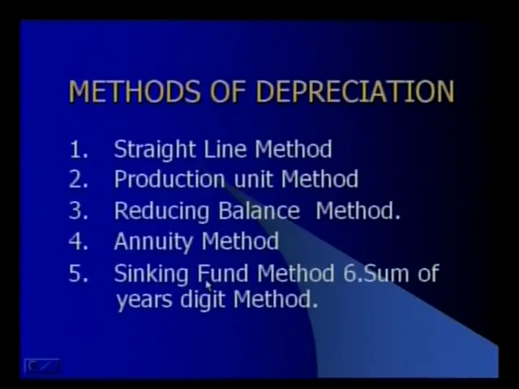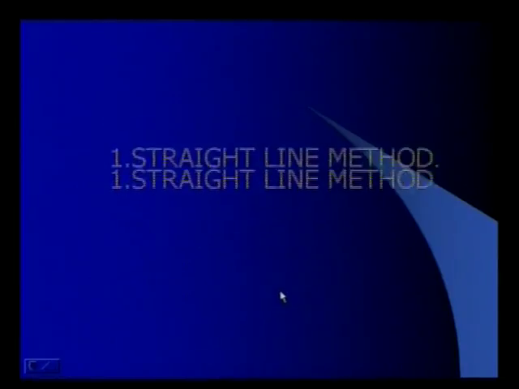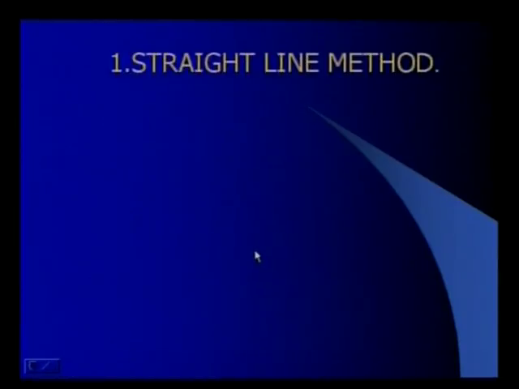So, there are several methods of depreciation, of which I have taken five important methods. The first one is the straight line method, second is the production unit method, third is the reducing balance method, then the annuity method, the sinking fund method, and the sixth one is the sum of years digit method. Okay, let us see the first method, the straight line method.